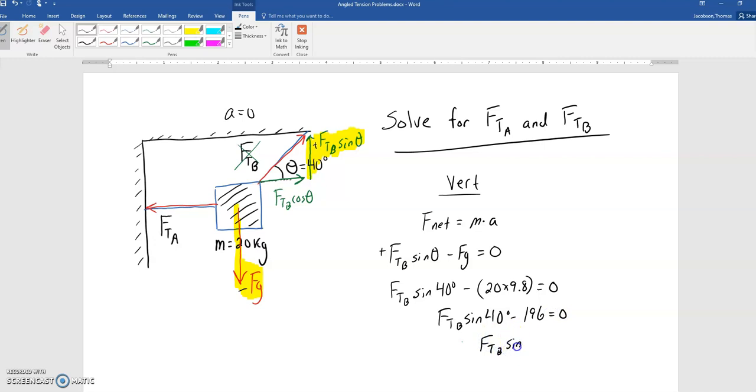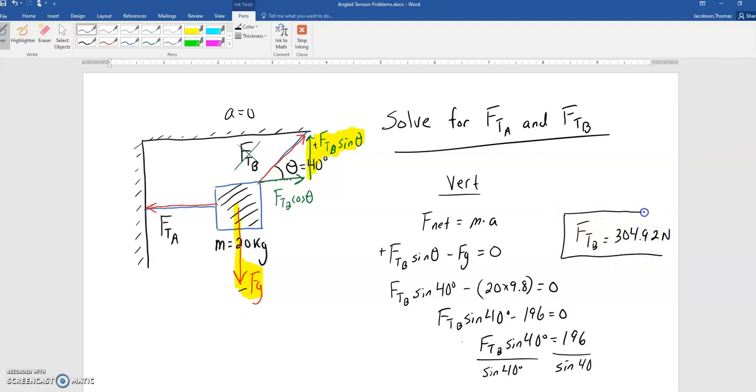FTB sine 40 equals 196. Now, some of you guys may not know this yet because you're not in Algebra 2 trig, but the sine of 40 is some number that's less than 1. So what we can do is just divide by sine of 40 degrees. And 196 divided by the sine of 40 is 304.92. So FTB equals 304.92 newtons. So we were, I don't want to say lucky, but we were able to solve for something.